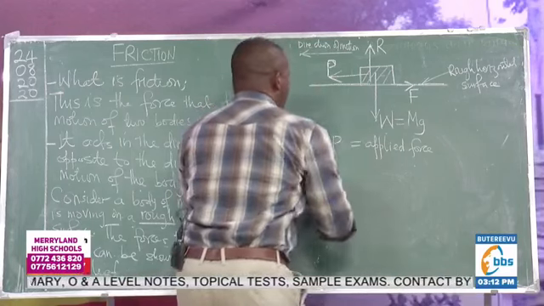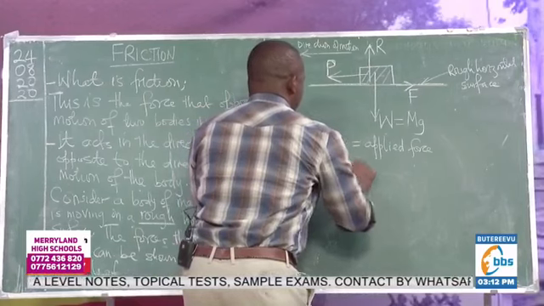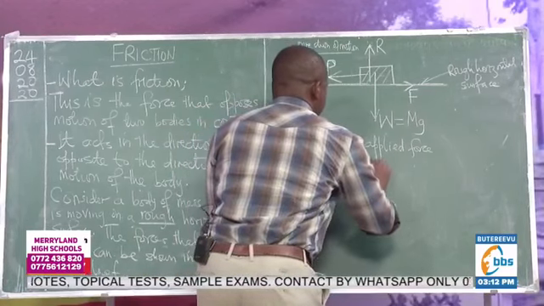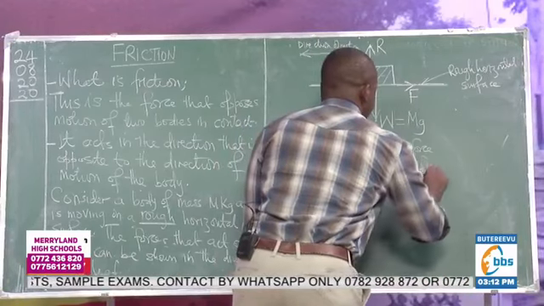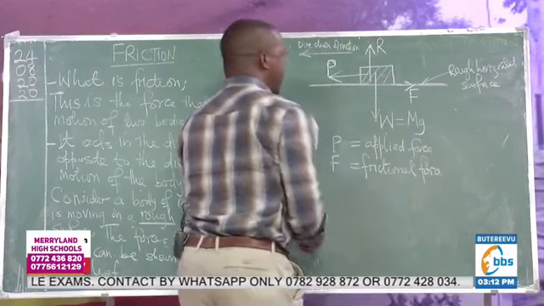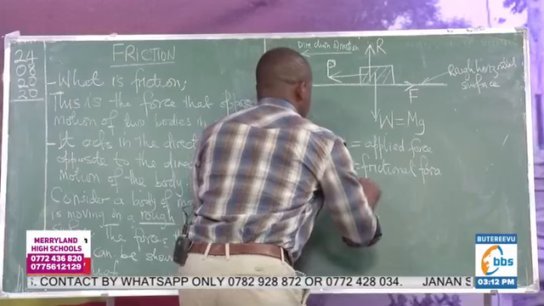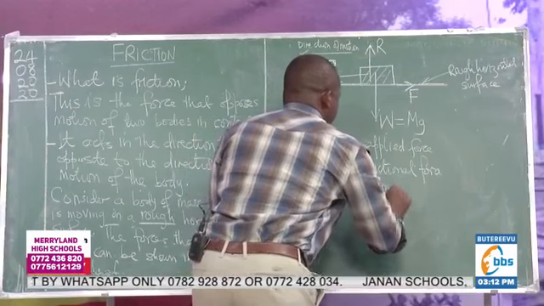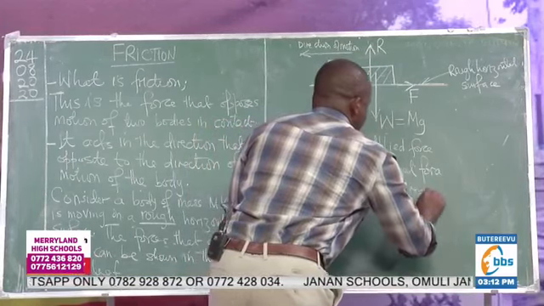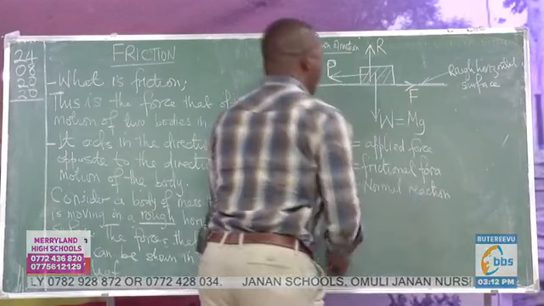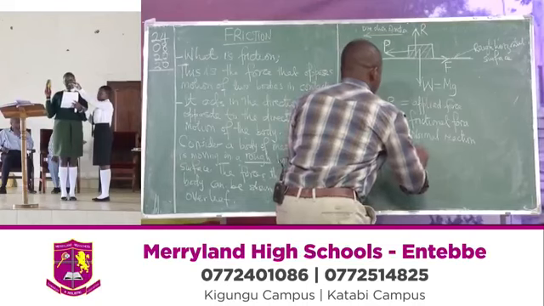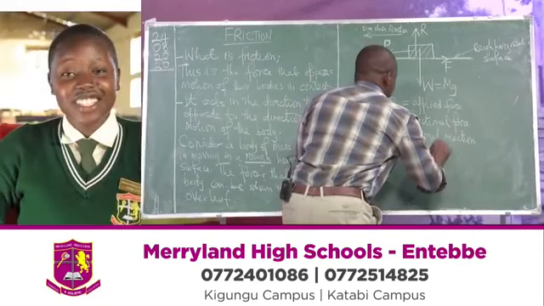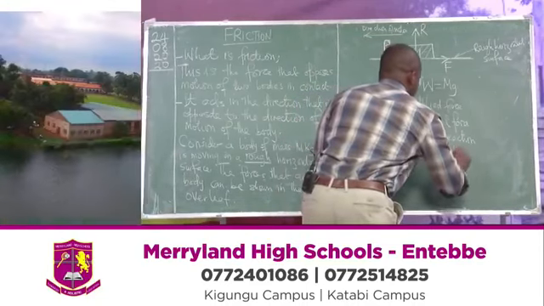So P is the applied force. F is going to be the frictional force, which we are soon to know. And R is the normal reaction. What else? W is the weight of the body.